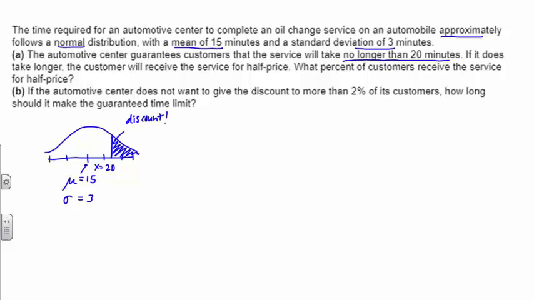So the question is, what percent of customers receive the service for half price? Percent, proportion, probability, area. That's the question in part A. What is the shaded region? What's the area under the curve? What's the probability that a randomly selected person goes to get an oil change and it takes longer than 20 minutes? So to do part A, we have two options.